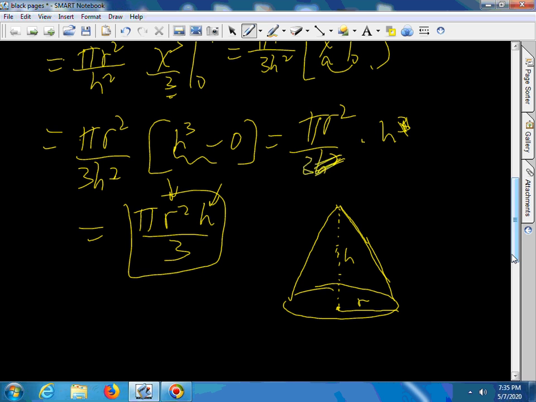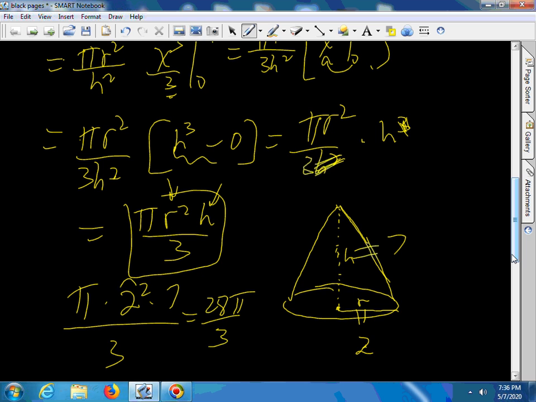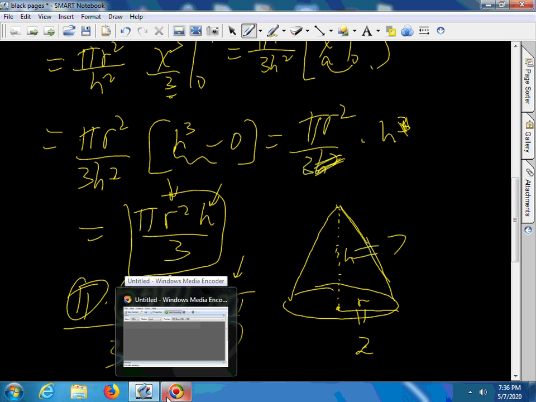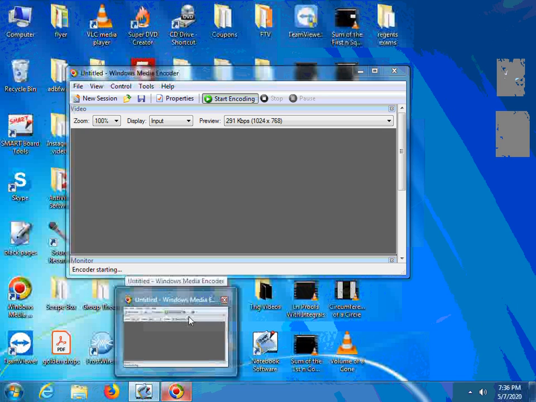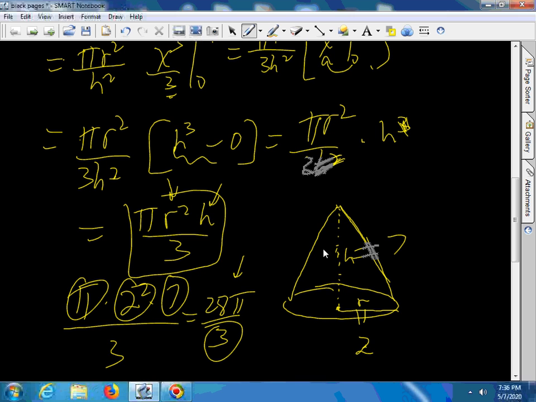You know, if h is 7 and r is 2, you get pi times 2 squared times 7 over 3. Looks like 28 pi over 3. This is 4 times 7, 28 times pi. That's what I wrote. Over 3. So don't memorize formulas. Derive them. At least know how to derive.